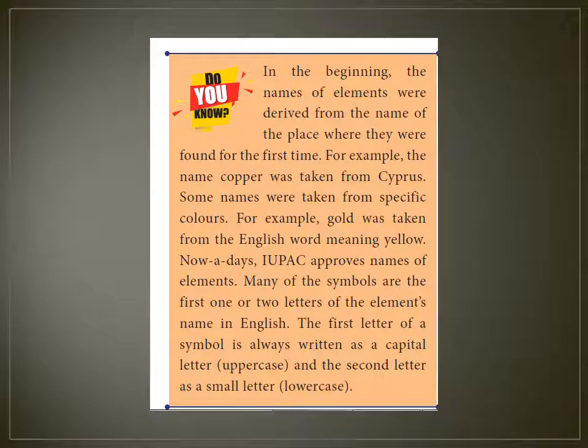Nowadays, IUPAC approves names of elements. Many of the symbols are the first one or two letters of the element's name in English. The first letter of a symbol is always written as a capital letter, uppercase, and the second letter as a small letter, lowercase.